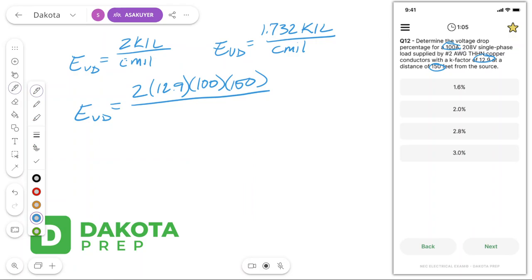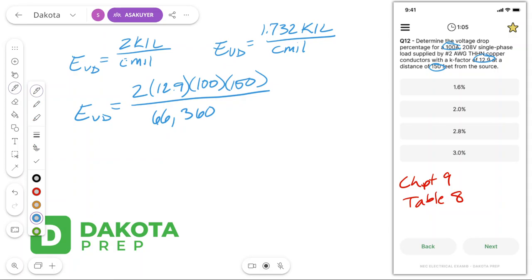Well, to find that, we need to go to Chapter 9 of the National Electrical Code, Table 8. In the circular mil column, we roll down till we get to number 2 AWG copper, and it tells us that our circular mil area is 66,360 circular mils.